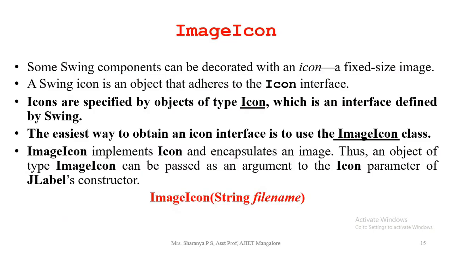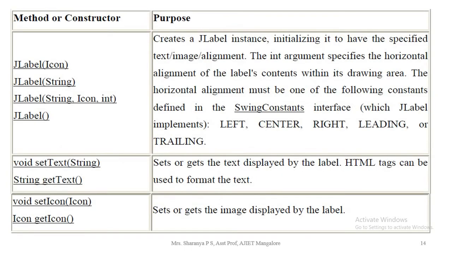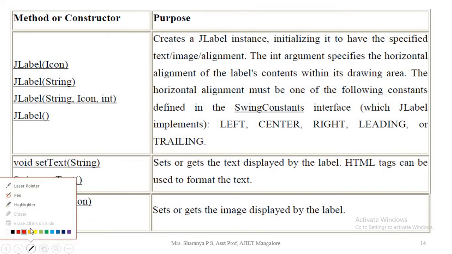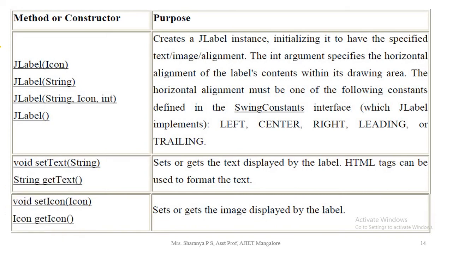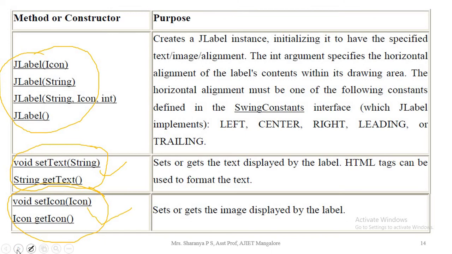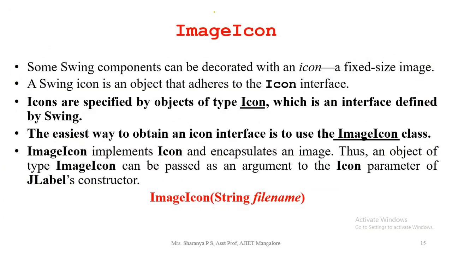And one more, we can also use setIcon. The current icon, whatever it is, we can set as well as get by using the getIcon function. So these are the different methods that we can use along with the JLabel class of Swing. Here these two are for setting, whereas the strings are with respect to text, and these are with respect to the icon.